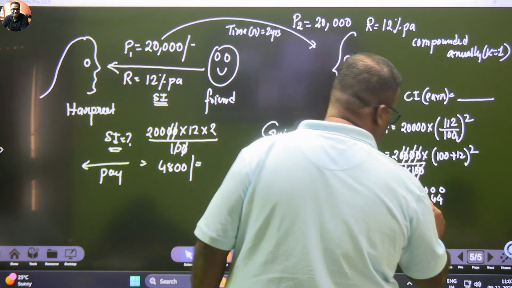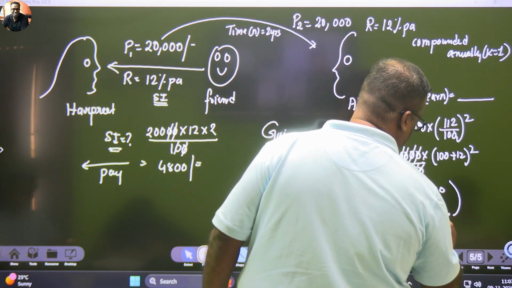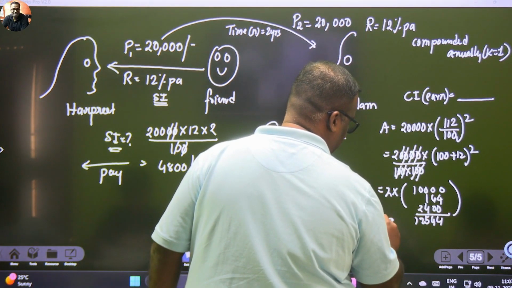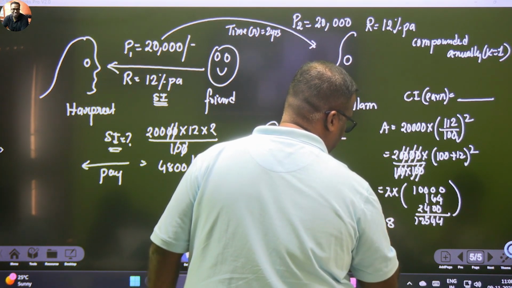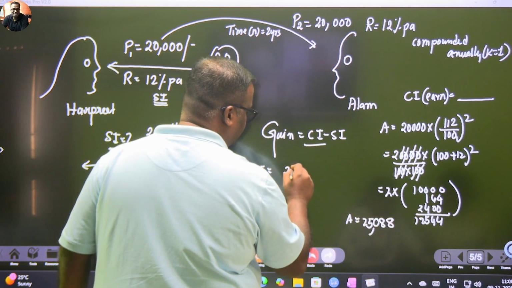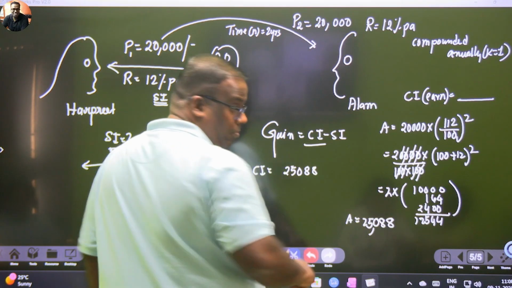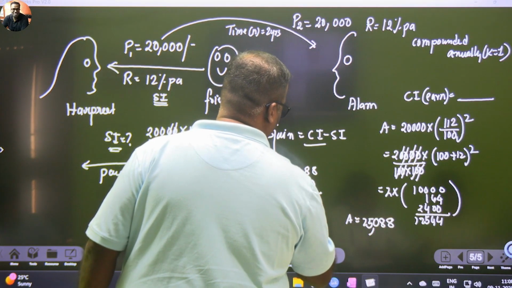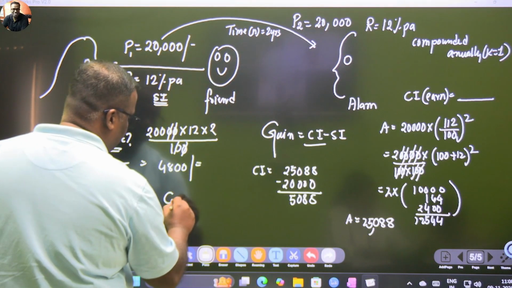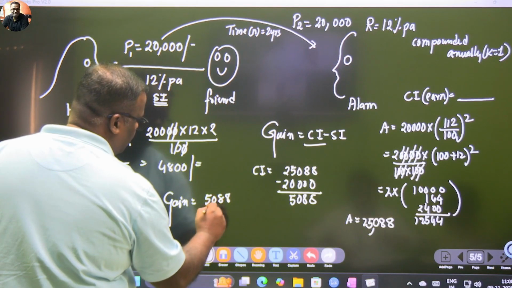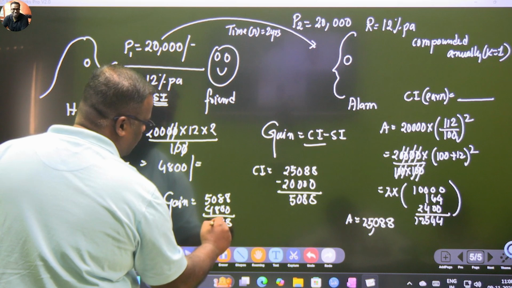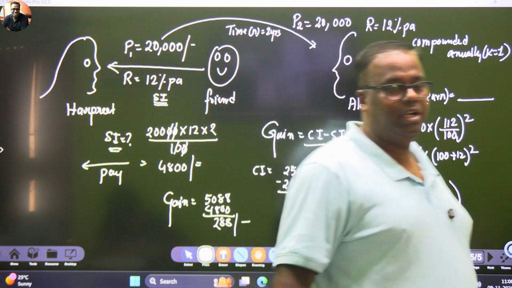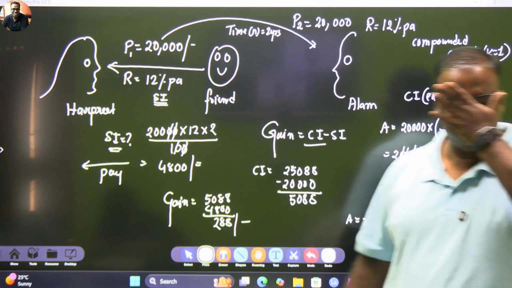12 to 24. 24 into 100. That minus 288. Got it? 288 rupees is the gain. How much? 88. 88 is the gain.